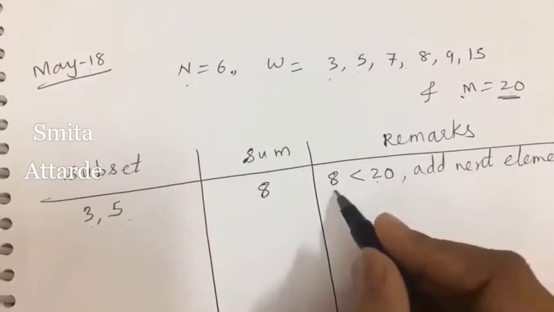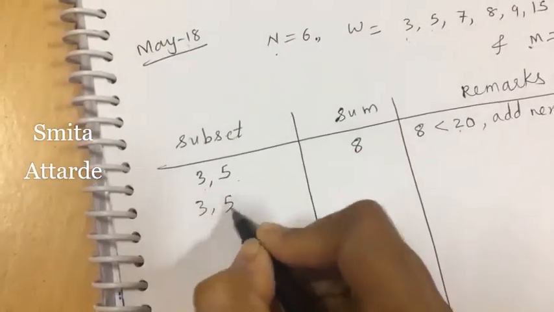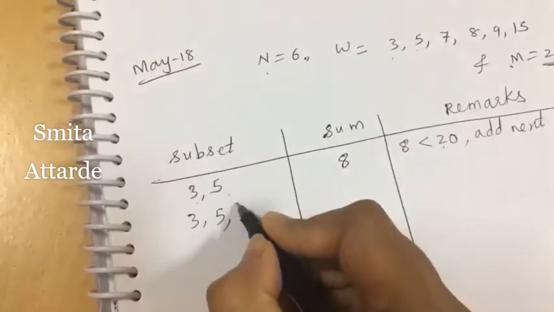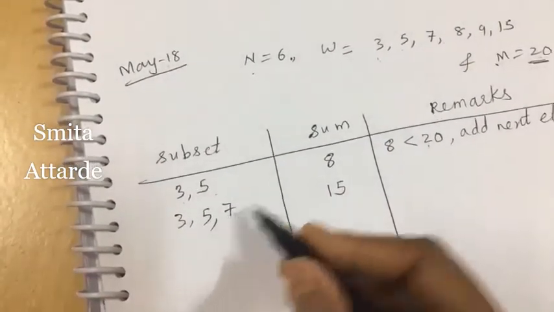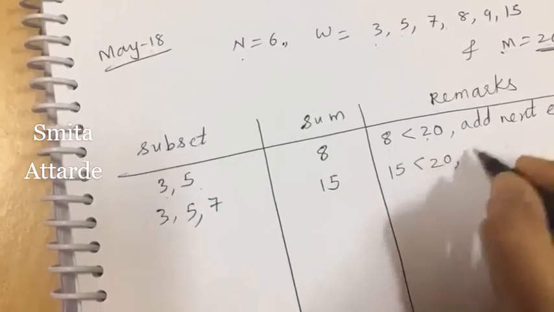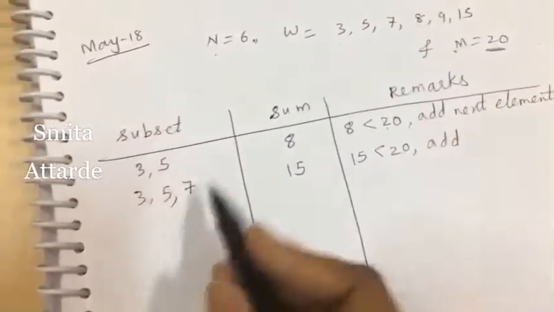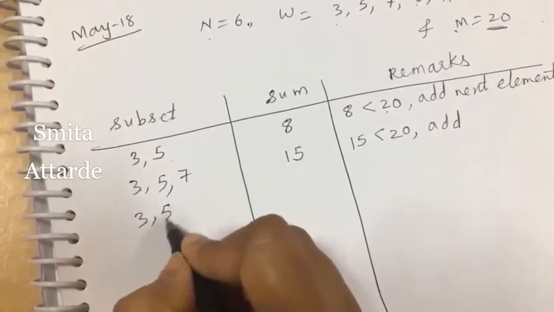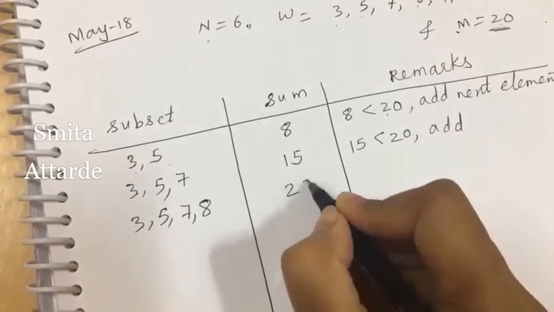Since we have got a sum lesser than the required sum, I'll add the next element from the set, which is 7. So this comes out to be 3 plus 5 plus 7, which is 15. So 15 is less than 20 again. So I have to add one more element. The next element is 8. So I'll add 3, 5, 7, 8. Now this comes out to be 23.